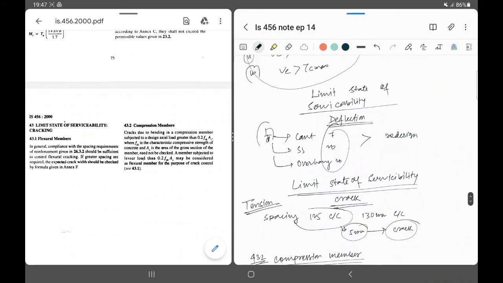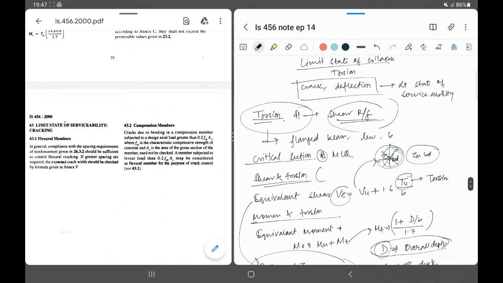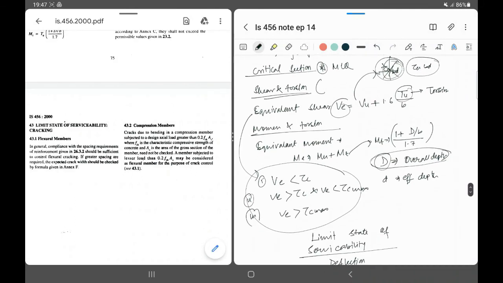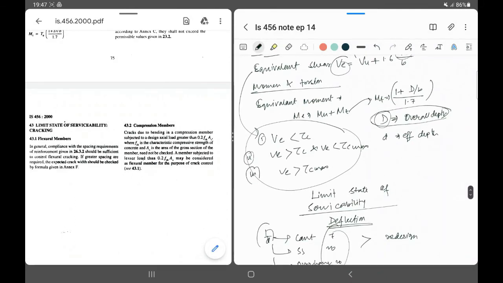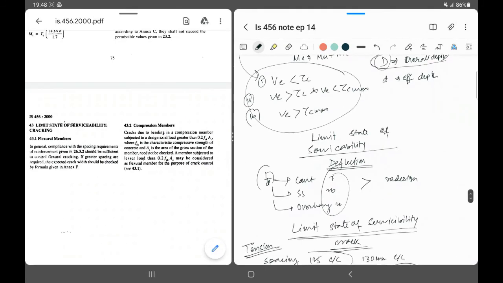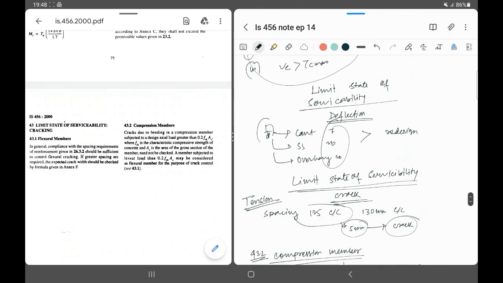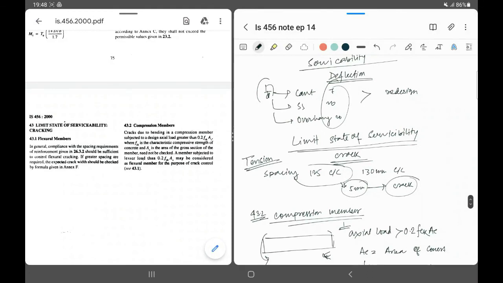So in this last video I talked about torsion, then I talked about shear and torsion, equivalent shear, equivalent moment. When we start the designing, definitely you will find lots of examples and that will be very clear to you. Then we talked about deflection, limit state of serviceability, deflection and crack. So with this I am ending this video here, and from next week we start the RCC design topic wise, chapter wise, maths wise. As detailed as possible, we will make it, because people are facing lots of issues there.